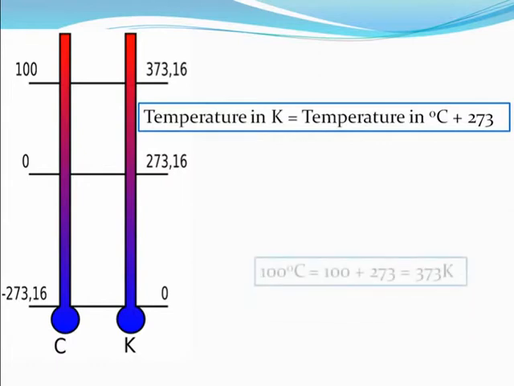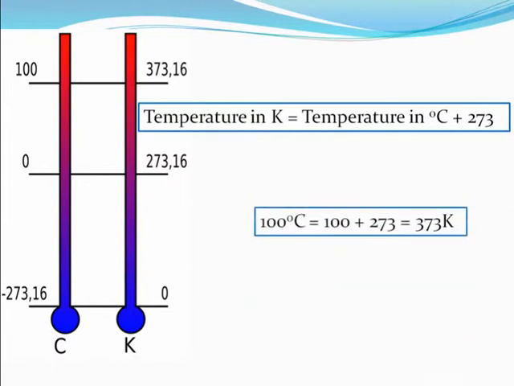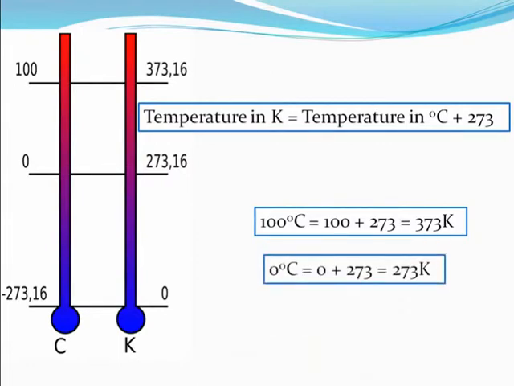100 degrees Celsius is basically 100 plus 273, that is 373 Kelvin. Similarly, 0 degrees Celsius is 0 plus 273, that is again 273 Kelvin. So as you can see, whenever you are given any temperature in degrees Celsius, just add 273 to it and you'll get the temperature in Kelvin.